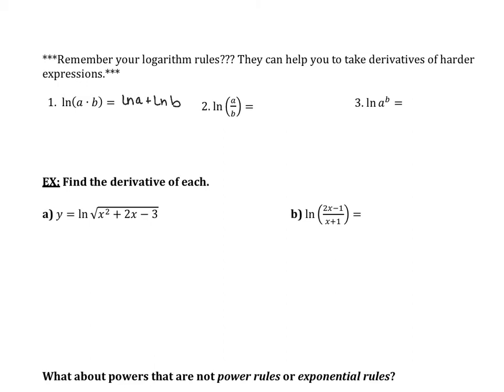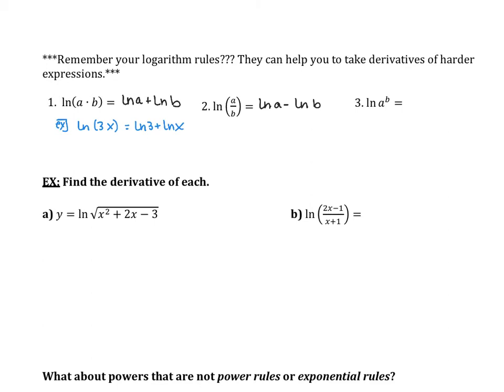So, for example, if we happen to have something like the natural log of 3x, we could rewrite this to be the natural log of 3 plus the natural log of x. In that example, not very useful to rewrite, but sometimes it is useful to be able to rewrite it. So what about the natural log of a divided by b? Do you remember that rule? Well, that's the natural log of a minus the natural log of b.